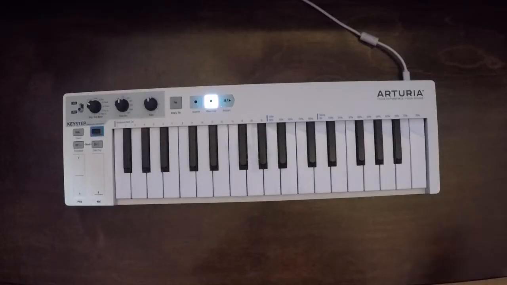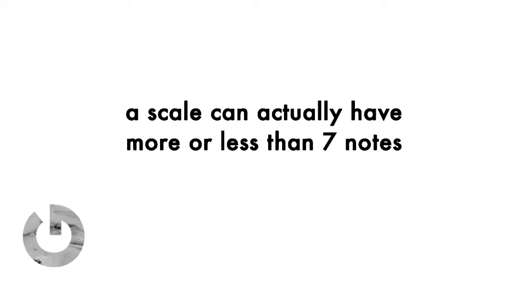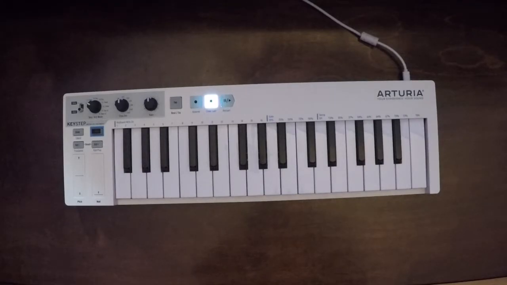Okay, we talked about 12 notes, we've talked about intervals, we've talked about chords, we've talked about intervals again, and now let's talk about scales. The first question is, what the heck is a scale? A scale is just 7 notes in a sequence. That's it. Now, there are many types of scales, but the most common scale is called the major scale.